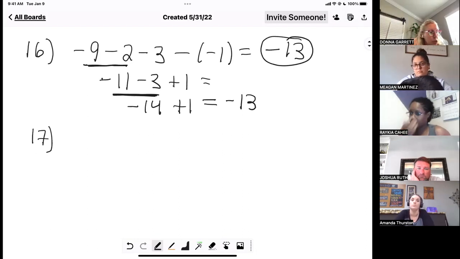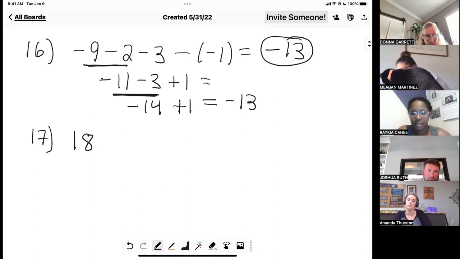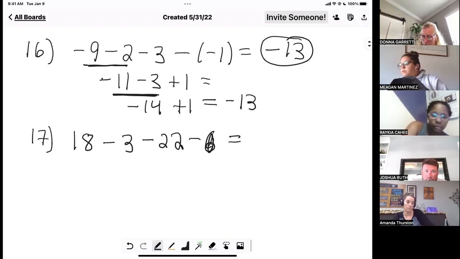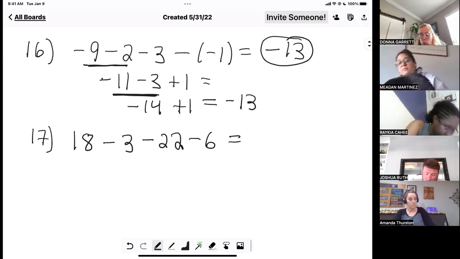Awesome. Looks like you guys are doing good from just looking at your faces. Beautiful. Try this one. That's supposed to be a 6. Oops, we fix that. Okay. Just do one at a time.